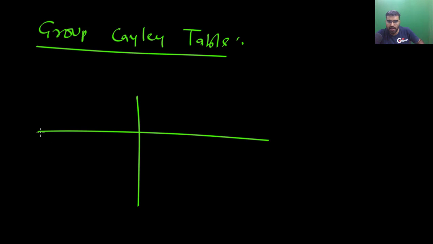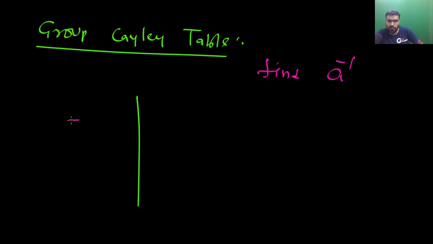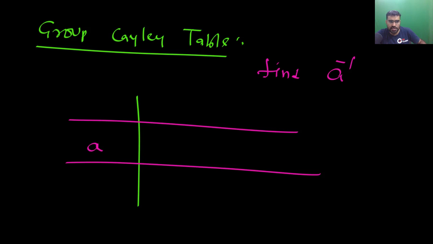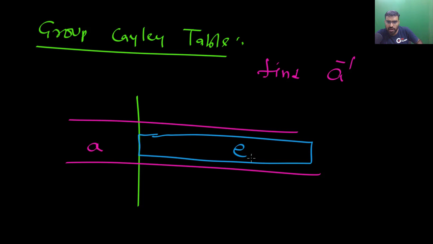See, in a group Cayley table, if you want to find the inverse of, for example, A, all you have to do is check in the row of A where E, the identity element, is. Let's assume the identity element is here, and let's assume this is X. In this situation, remember, this X will be A inverse.